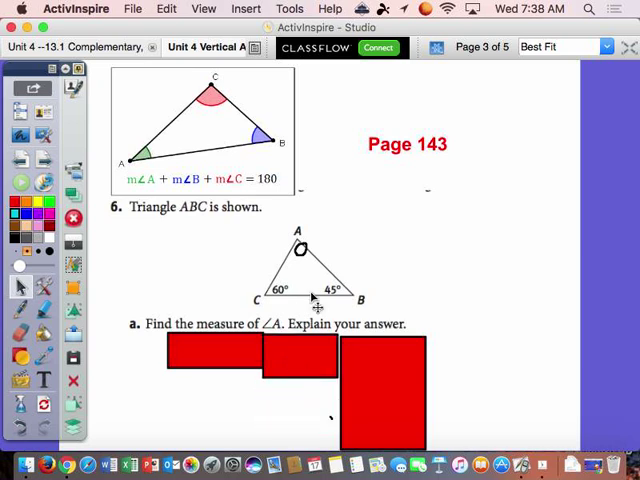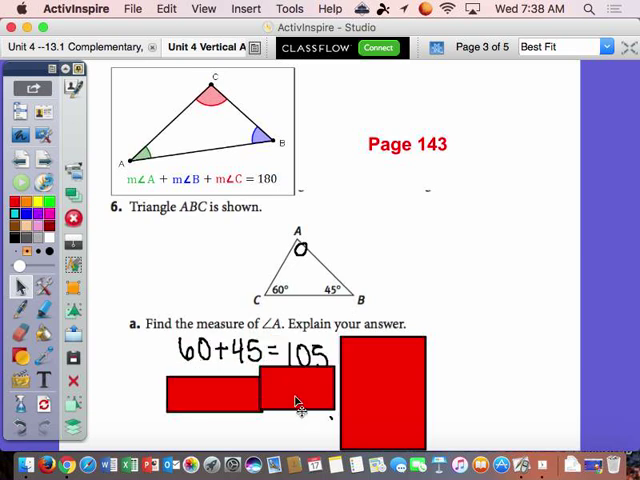So, these 3 angles equal 180. So the 2 angles right here, what do they equal? How would you find that? Add them together. What does that give you?